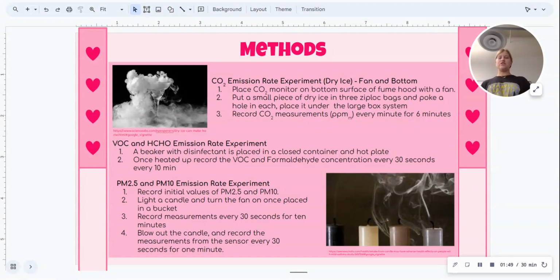The next one was a VOC and HCHO emission rate experiment. We used a beaker with a disinfectant that releases VOCs, and we put it in a closed container on top of a hot plate. As the temperature rose, we recorded these values approximately every 30 seconds for 10 minutes. The last experiment that we ran was a particulate matter experiment, specifically PM 2.5 and PM 10. We lit a candle and recorded the initial values and the PM values from the candle every 30 seconds for 10 minutes, and then we blew out the candle and recorded these values every 30 seconds for just 1 minute.